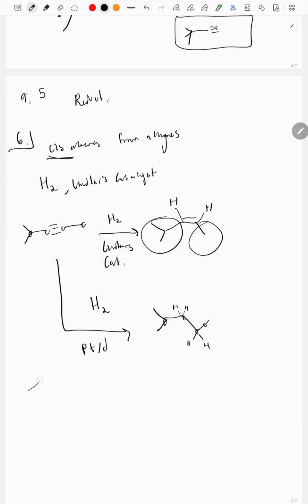Speaking of another example, we can get something like this. And what if we used, again, the same example, H2 and Lindlar's catalyst? We'll get something like this. R groups are on the same side.